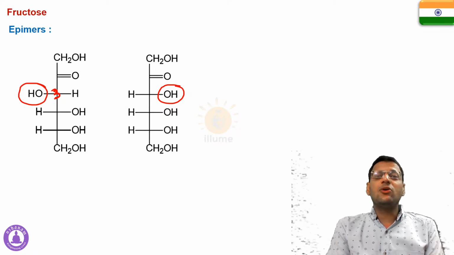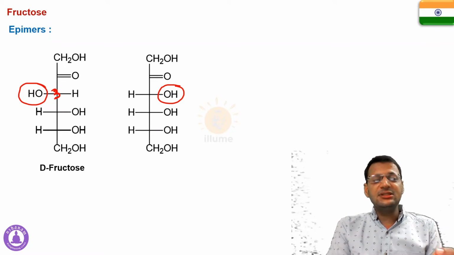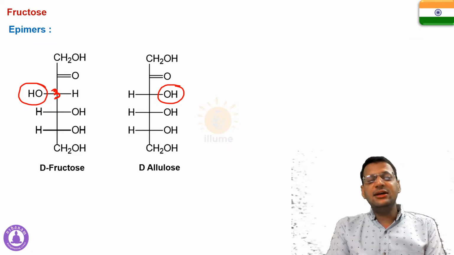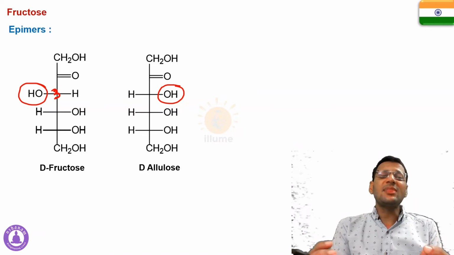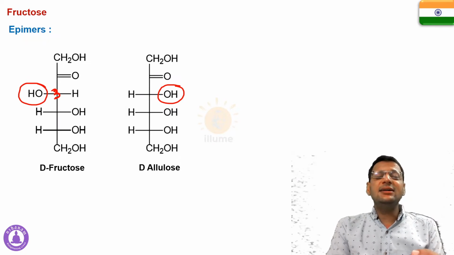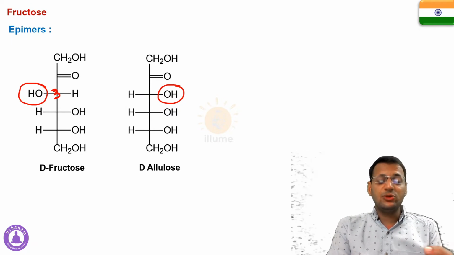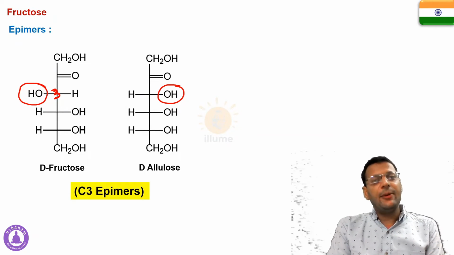Such isomers are called epimers, and this is D fructose and the other one is D allulose. That means fructose and allulose are epimers of each other and the difference lies at the third carbon atom, so they are called C3 epimers.